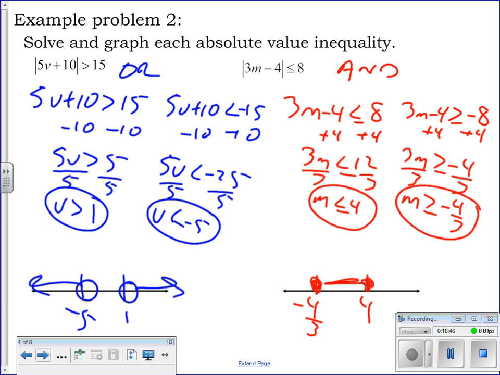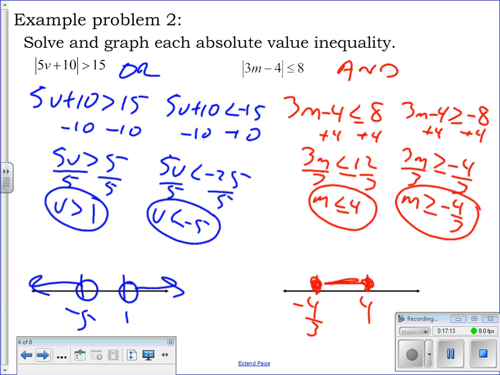Come on, there's one that's so much easier than everything else. 0. 0 is between these. If I take 0 and put it in here and it doesn't work, 0 is not part of my graphical answer. If I put 0 in here and it doesn't work, I've got it graphed correctly. 0 times 5, 0 plus 10, absolute value of 10 is not larger than 15. 0 doesn't work here, 0 doesn't work there, they match.